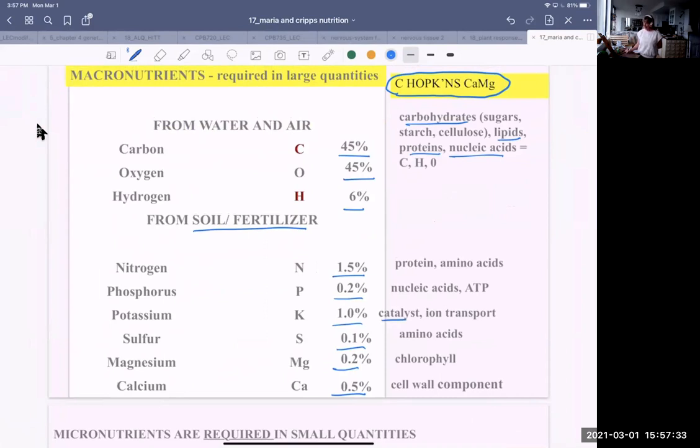Potassium is a catalyst. It also assists in ion transport. And we'll look at that with the uptake of nutrients from soil. It's very interesting because a lot of soil is clay, and clay is negatively charged, and that has implications when it comes to taking up nutrients from the soil. Sulfur, of course, in amino acids, forms those really strong disulfide bridges in proteins. Magnesium is a substance of chlorophyll, so very instrumental in photosynthesis. And calcium is a cell wall component, for example.